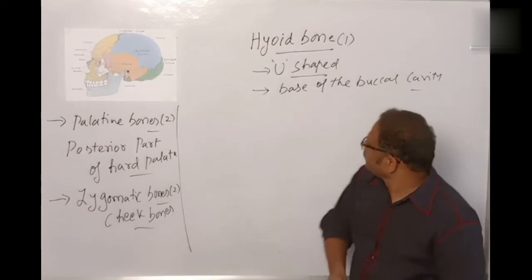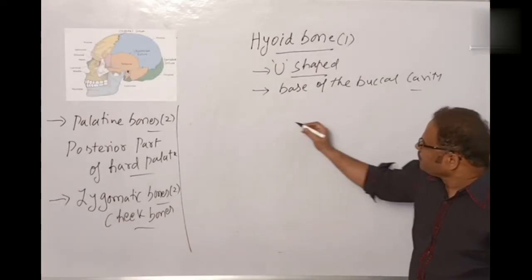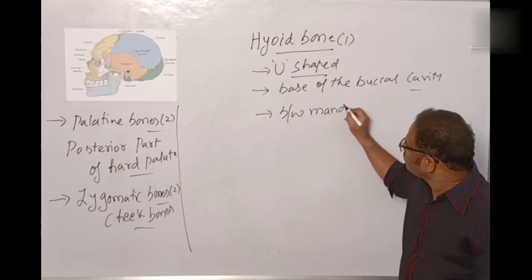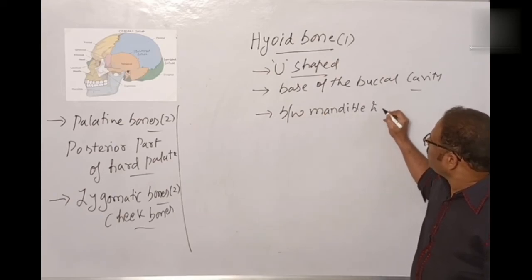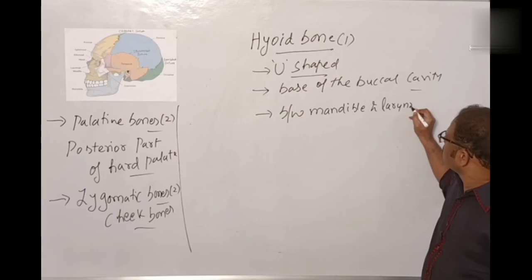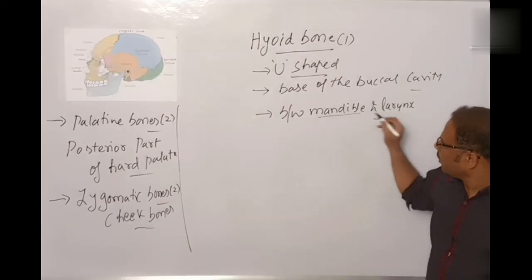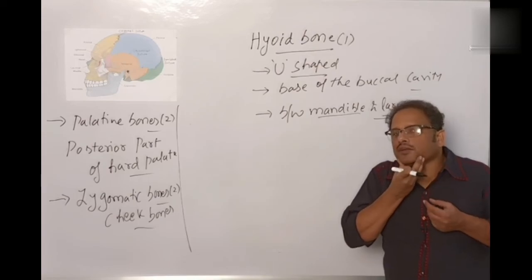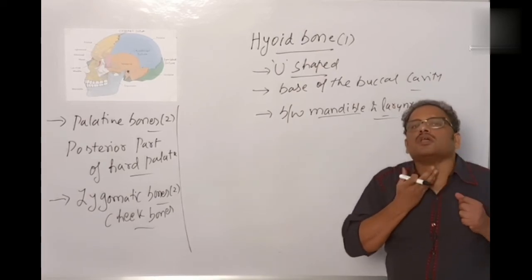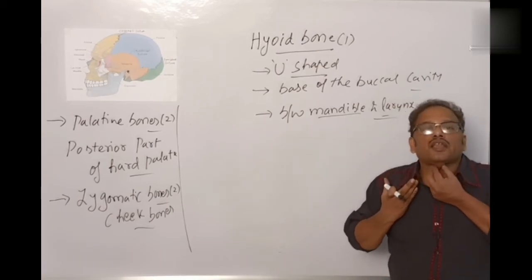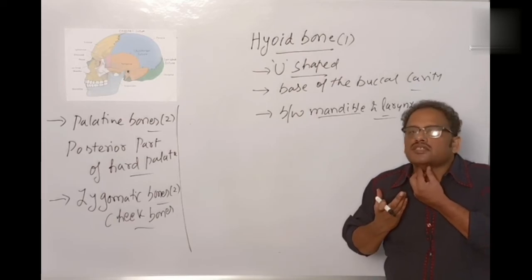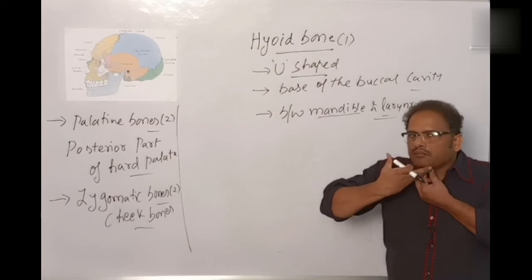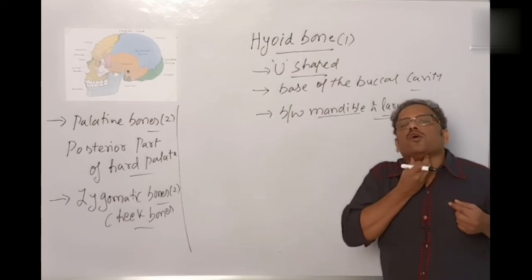Get your point. So, base of the buccal cavity between mandible and larynx. What is mandible? Lower jaw. Larynx, voice box. Here is a mandible, the lower jaw bone. Here is a larynx. So here is the hyoid bone, single, exactly this location. Here is a larynx, voice box. Here is a mandible. Here is the hyoid bone.